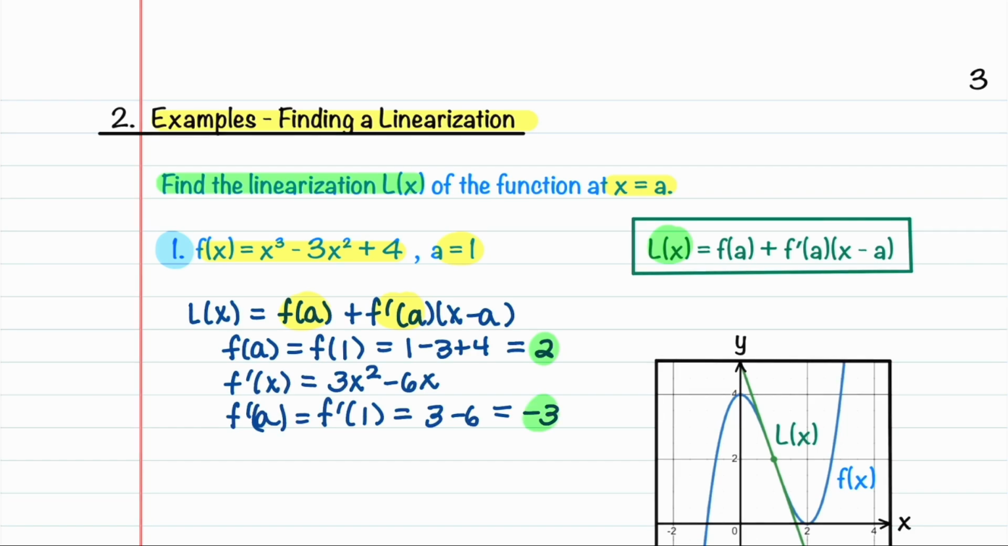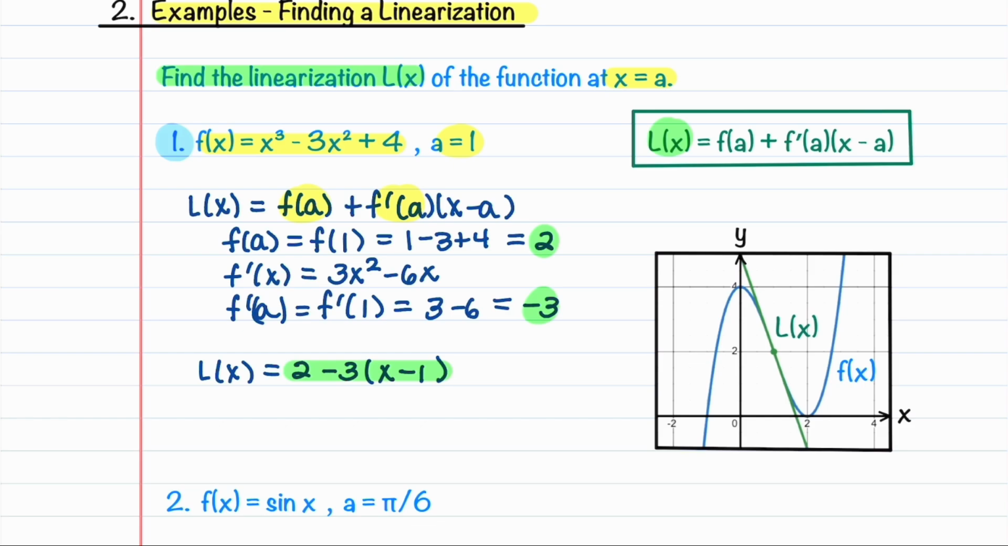Now we can write down L of x. L of x is f of a, which is 2, plus f prime of a, which is minus 3, times x minus a, which is x minus 1. Typically, when you find linearizations, you don't multiply this answer out because this form is useful when you use L of x to approximate a function that has an x value that is close to 1.